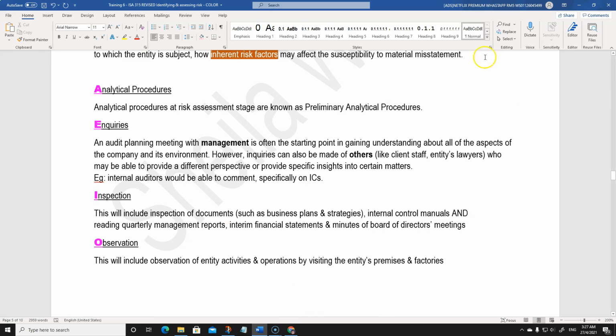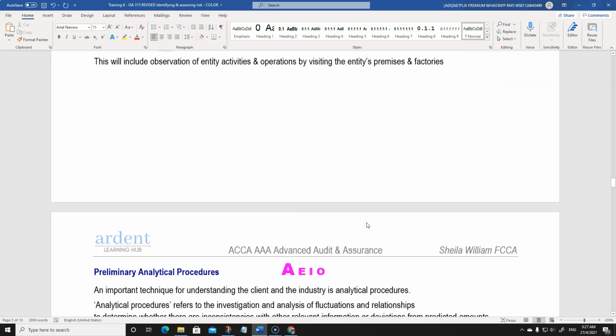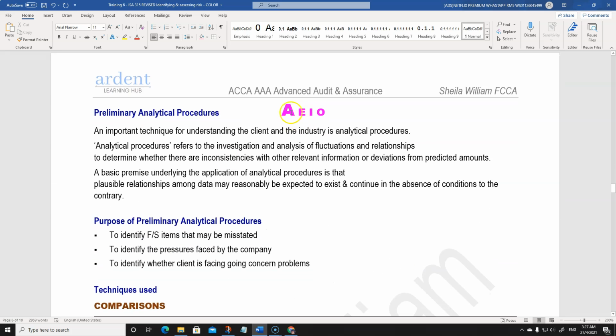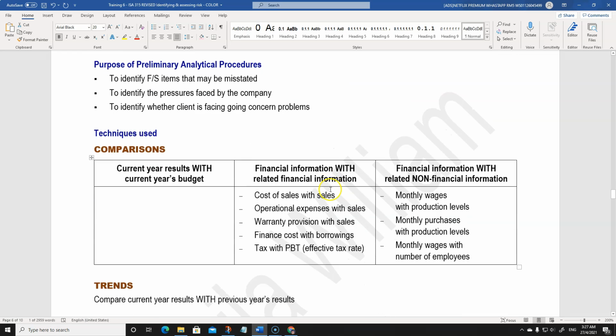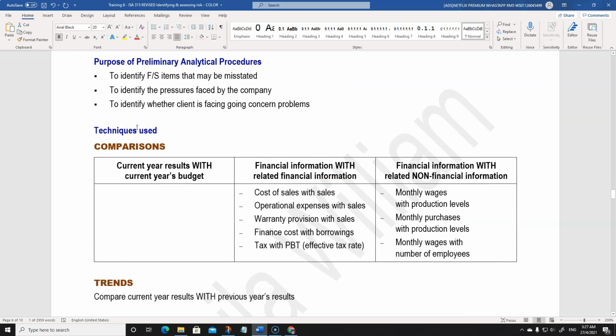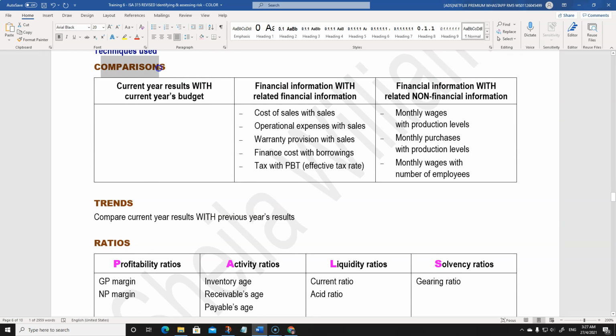Okay, so I'm not going to go through that again with you. Very easy to read. Analytical procedures here. You've already done this before. What are the techniques that you use? You can have comparisons. Comparison is just comparing with something. You can compare with a budget, but of course, in your exam, budgeted information will not be given. You might be given financial information with related financial information.